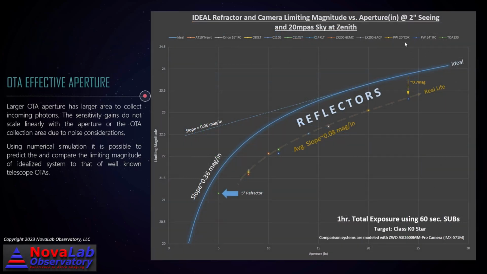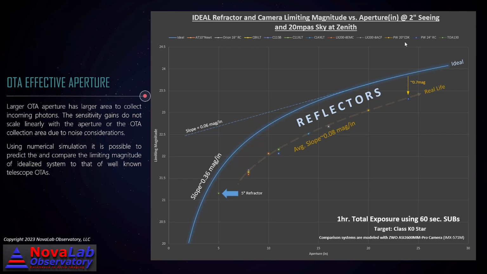So we all know bigger is better, but how much? Larger OTAs do collect more photons. If you look on this chart, the blue line represents the ultimate limiting magnitude under the conditions we already specified at zenith that your system can do versus the aperture of the system. Now, this is the theoretical best that can be achieved. You cannot do anything better than that.